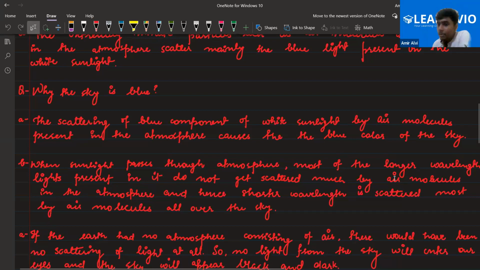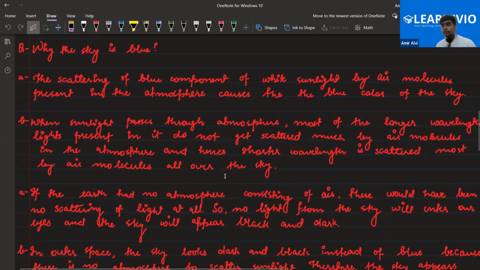Do not get scattered much by air molecules in the atmosphere, and hence shorter wavelength is scattered most by air molecules all over the sky. So in that, blue color is specifically scattered due to the longer wavelength, which means that it can travel much longer than the violet and indigo, and scattering power means that it is scattered easily by the air molecules.